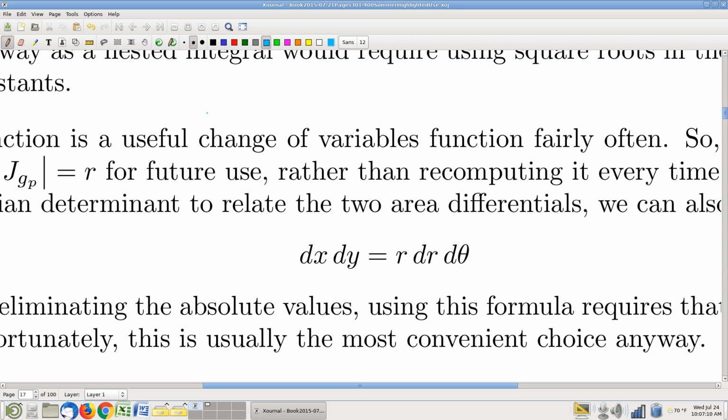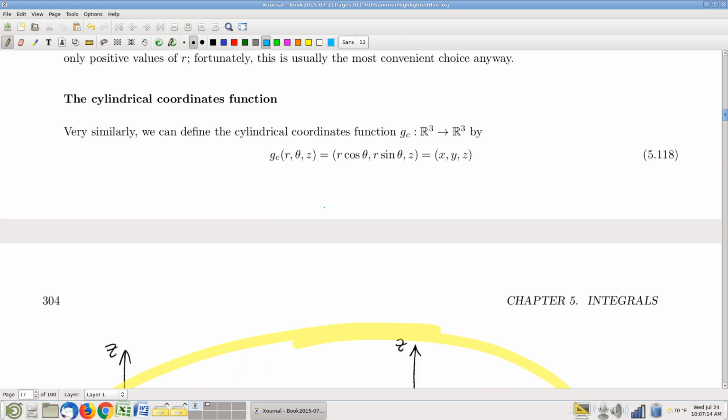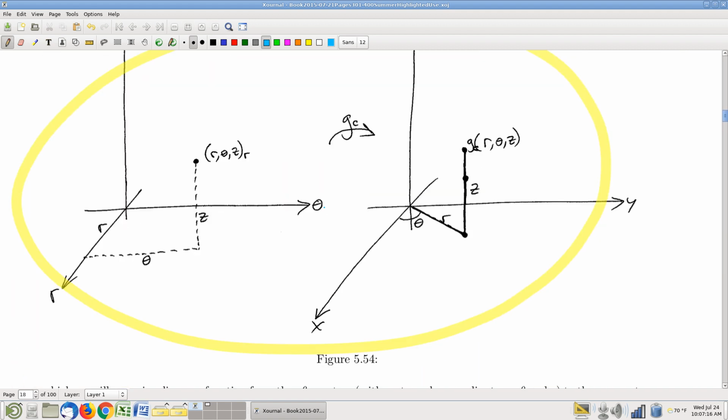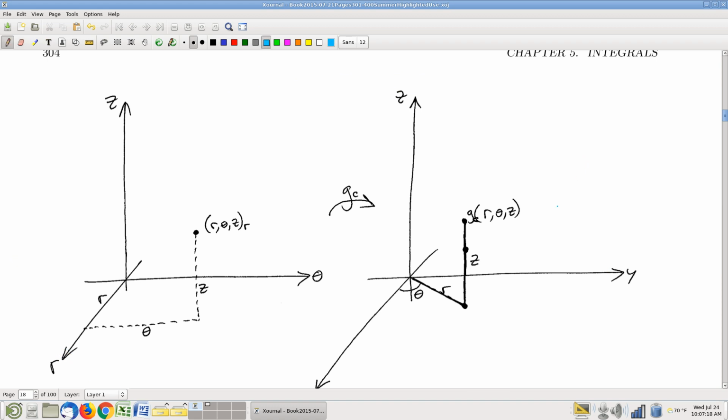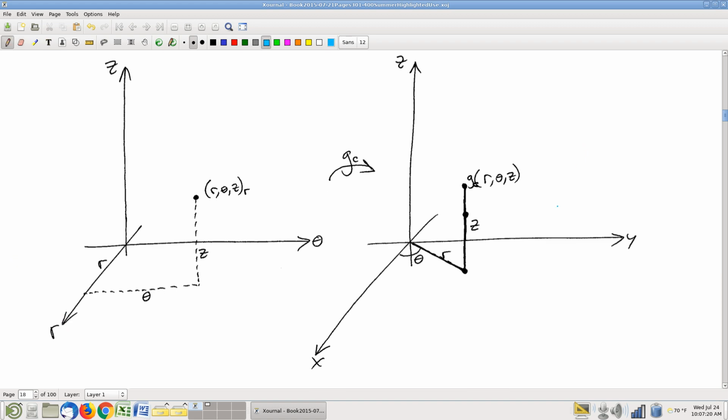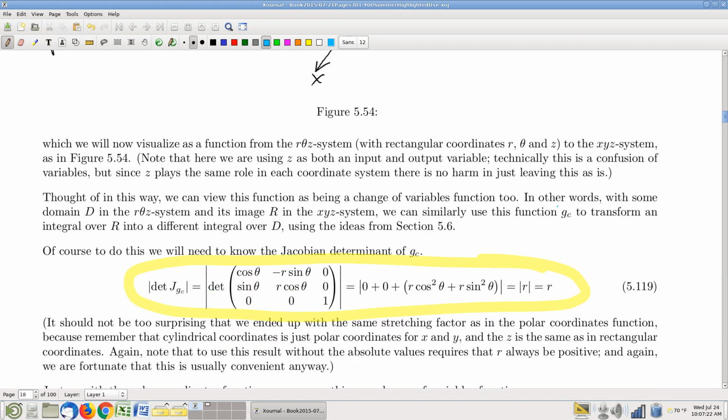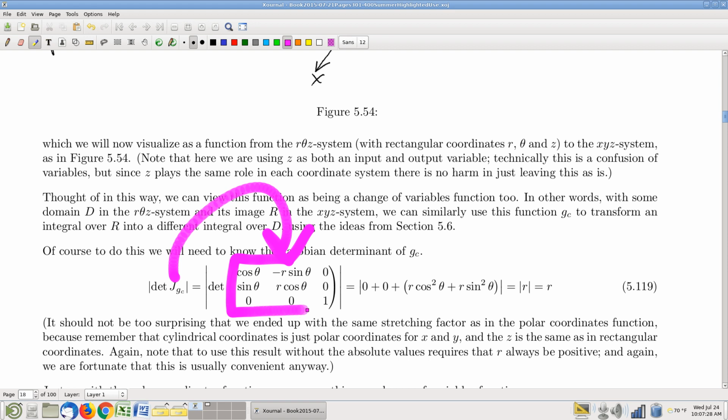Okay, so have fun using this change of variables function. It's really, really useful. Ditto with cylindrical coordinates, by the way. Here's a reminder of what cylindrical coordinates look like. You can write down the formulas and you can take the Jacobian determinant. And again, I think this is a healthy exercise and I hope everyone will do this. Make sure that you can reproduce that this is the Jacobian matrix for the cylindrical coordinates change of variables function.